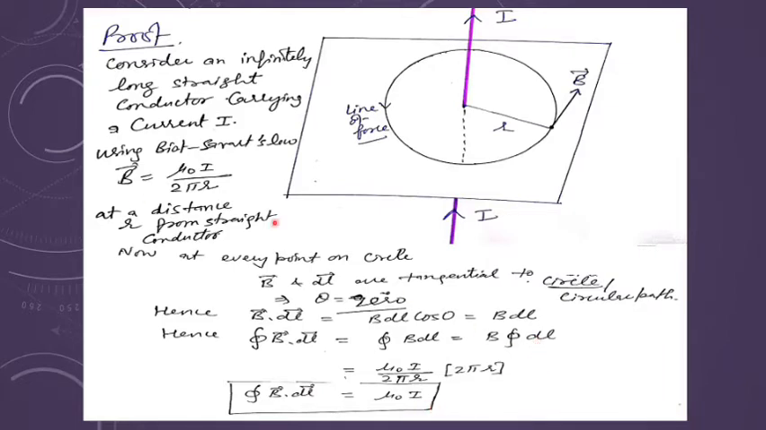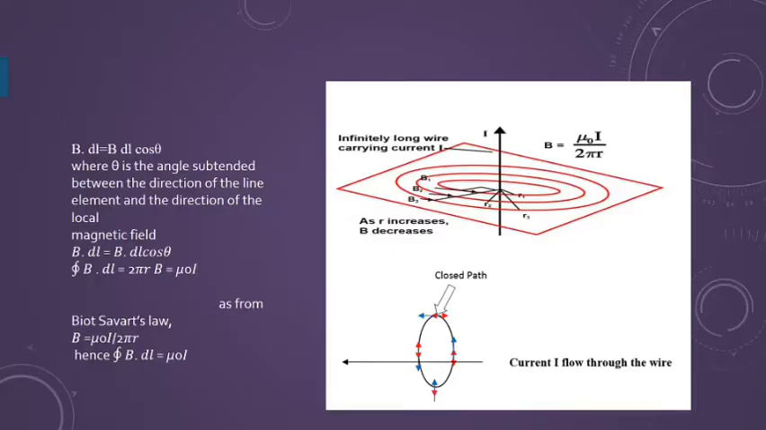Of course, we need the previous knowledge of Biot-Savart's law. This is another view, simply to show you that you can assume distances r1, r2 anywhere, your choice, but the result will come out the same, mu naught I. So it is independent of the position r, because r is not included in the result: the integral of B dot dl equals mu naught I.